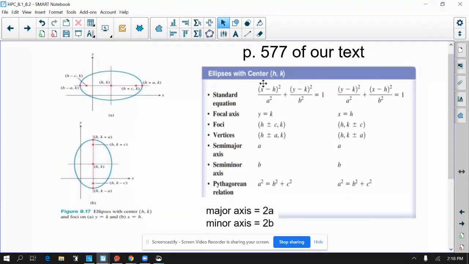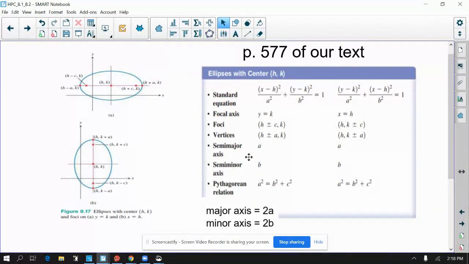Some things to mention: the center is (h, k). In parabolas, that was the vertex, but parabolas don't really have a center, but ellipses and circles do. So the center is (h, k), right in the middle. And notice the foci are always c away from the center, whether it's a horizontal or a vertical one. It's always c away. And the vertices are always a away.